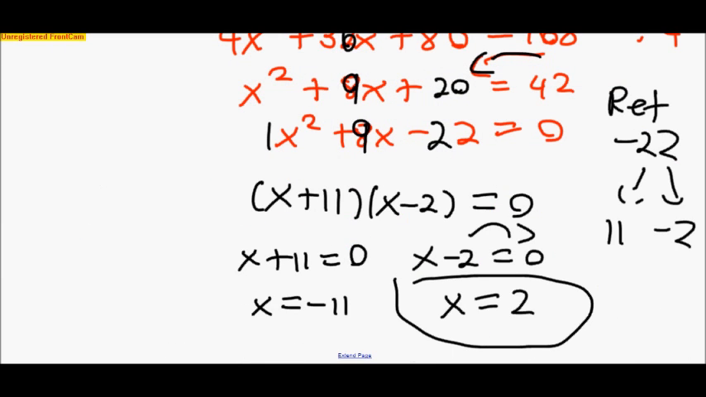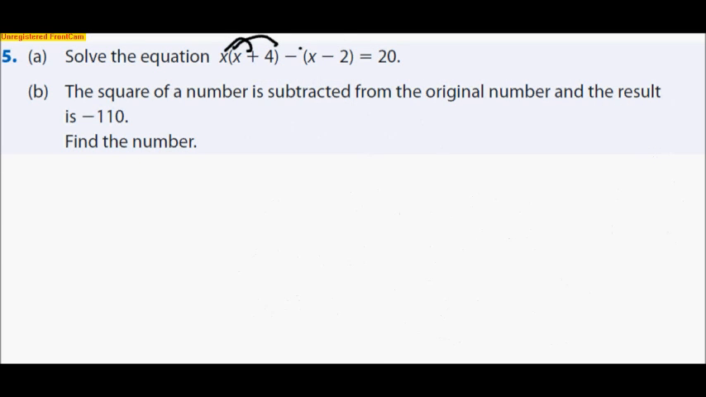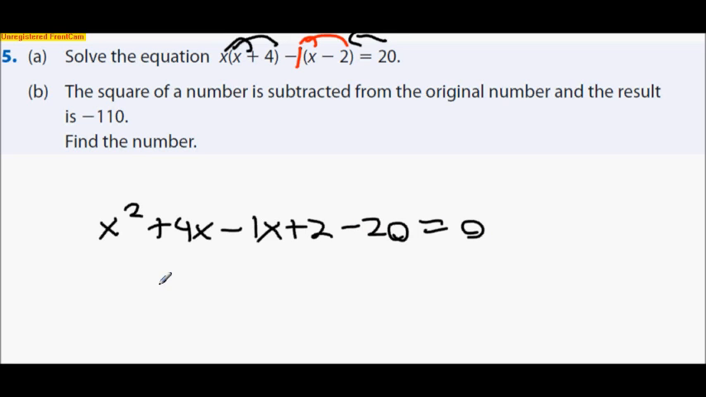Okay, next one, solve the equation. So what we do is we're going to multiply this out. Don't forget your minus 1 is in here, and you're going to multiply minus 1 by the 2 of these numbers. So what we get is x squared plus 4x minus 1x plus 2. Bring over the 20 to the other side and we get minus 20 equals 0. We're going to get x squared plus 3x minus 18 equals 0.